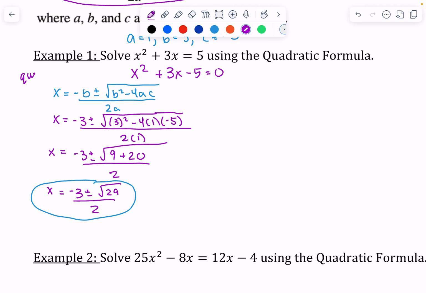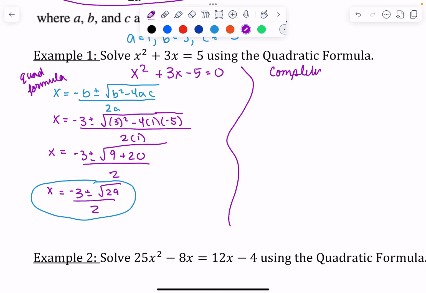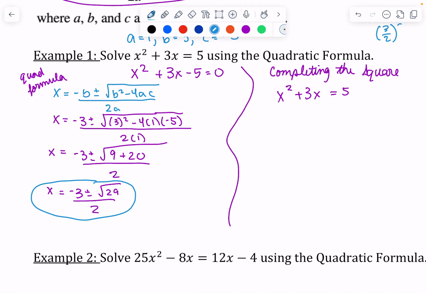Now I do want you to be aware that even though we solved this by using the quadratic formula, we could also have solved it by completing the square. So let's do this problem by completing the square and see that we'll still get the same answer. Remember, to complete the square, I need a perfect square trinomial. So I would do b divided by 2, squared. 3 divided by 2 squared is going to give me 9/4. So I need to add 9/4 to my equation here, and also subtract 9/4 from my equation.